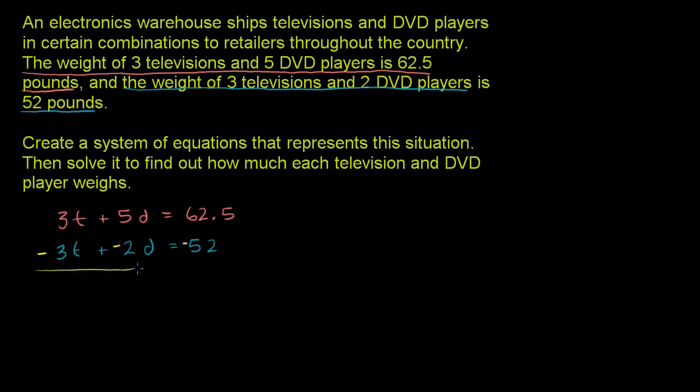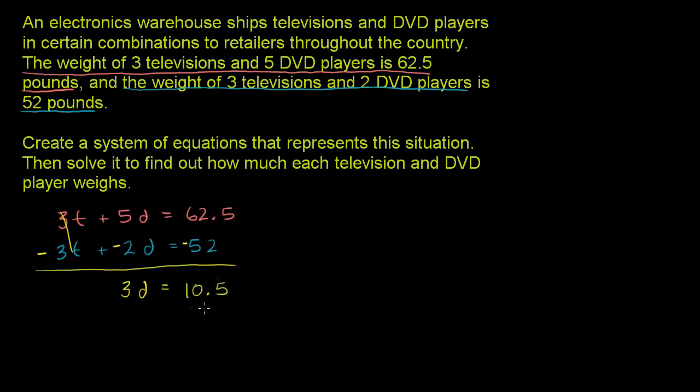So let's do that. Let's add these two equations. And remember, all we're doing is adding the same thing to both sides of this top equation. We're adding essentially negative 52 now that we've multiplied everything by -1. This negative 3t plus negative 2d is the same thing as negative 52. So let's add the left-hand side over here. The 3t and the negative 3t will cancel out. That was the whole point. 5d plus negative 2d is 3d. So you have 3d is equal to 62.5 plus negative 52, or 62.5 minus 52, which is 10.5.